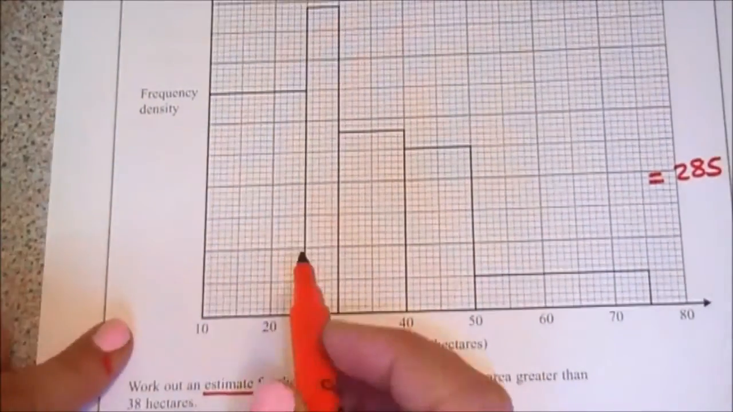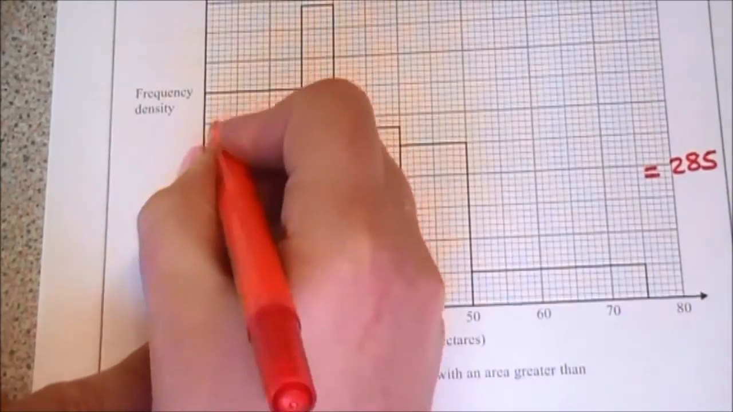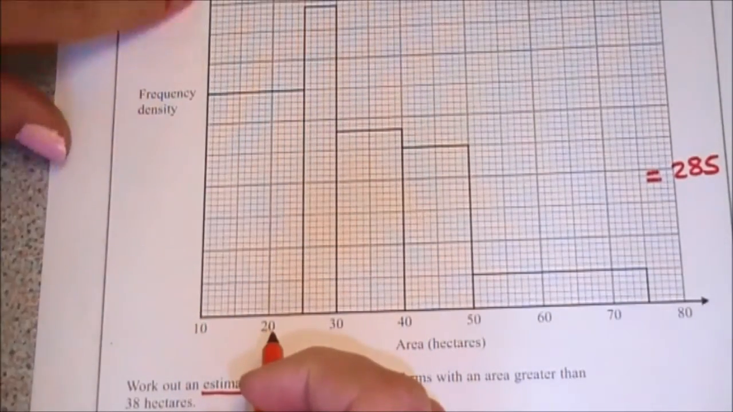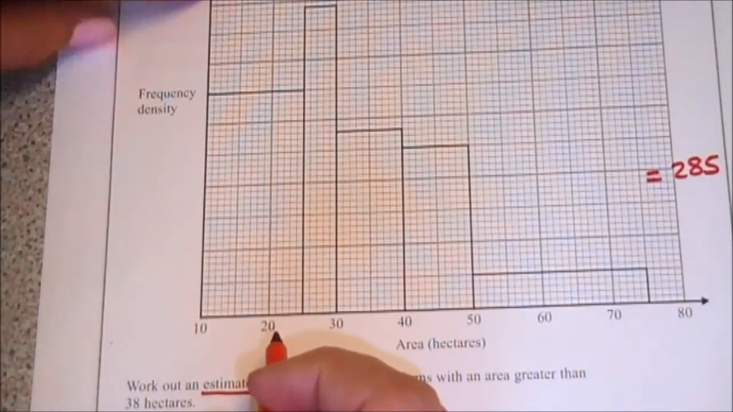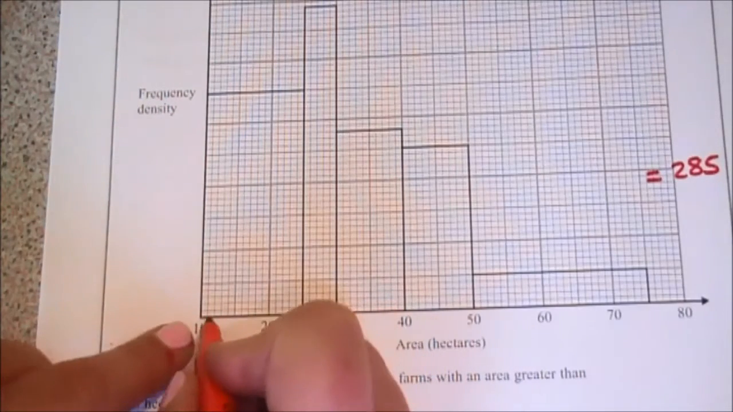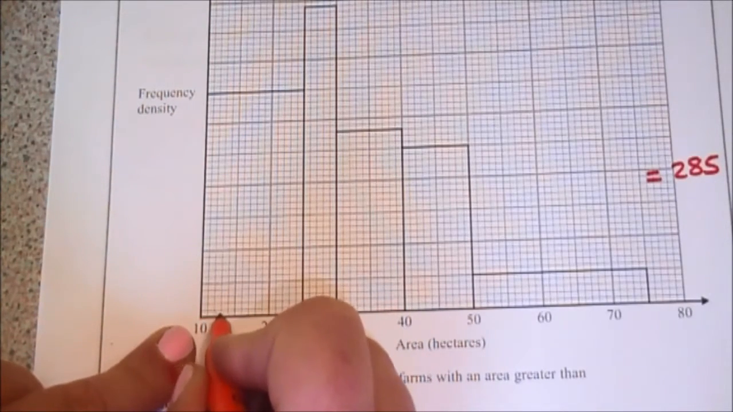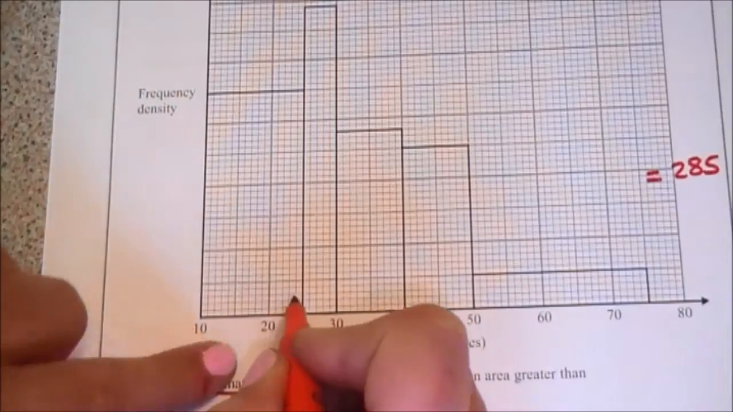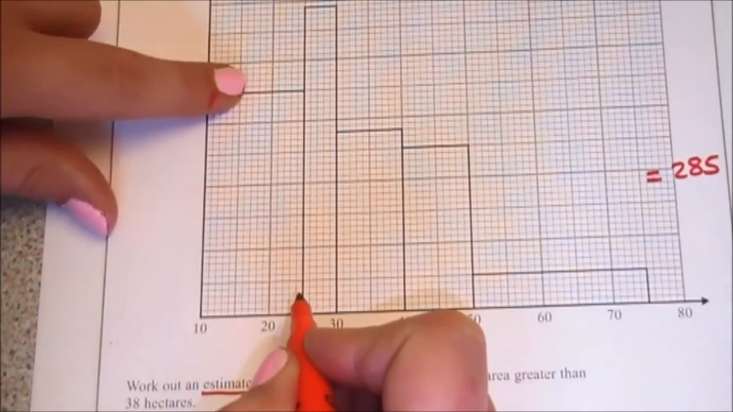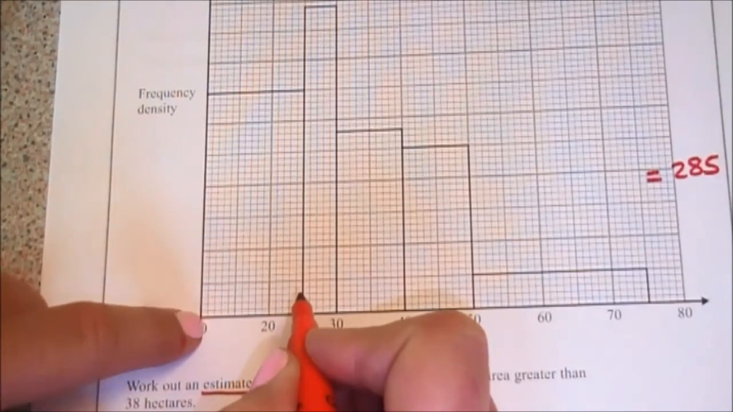So let's start with this. In order to find the area of this bar, I need to assume some kind of axis for my frequency density here. Now, I want to find out what each tiny little square is worth. So in order to do that, I'm going to find the area of my bar in tiny little squares.